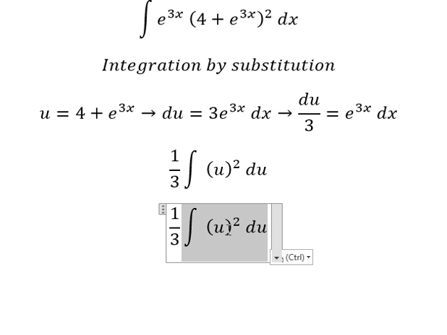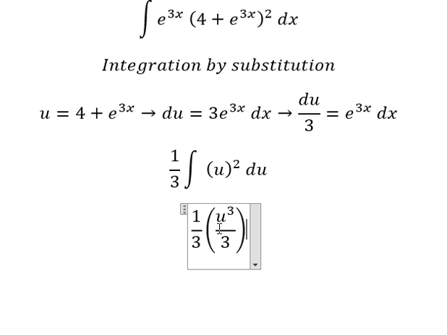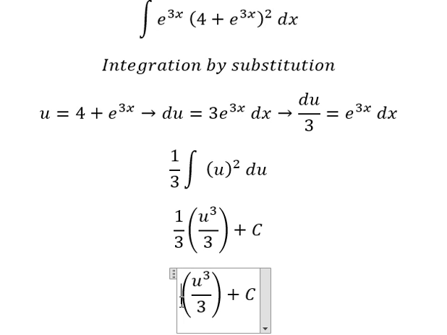So the integration of this one, we get u to the power of 3 over 3, and we put c. Number 3, we get number 9. About u, that is this one.